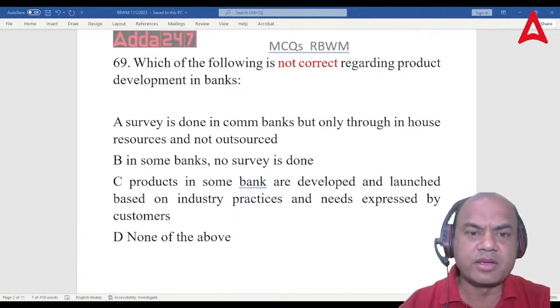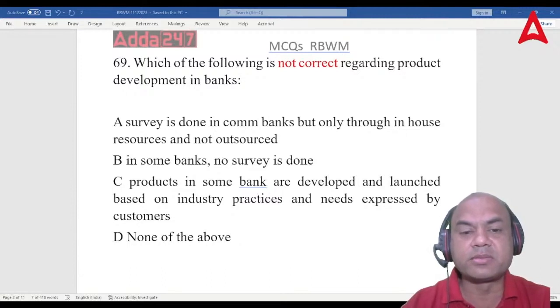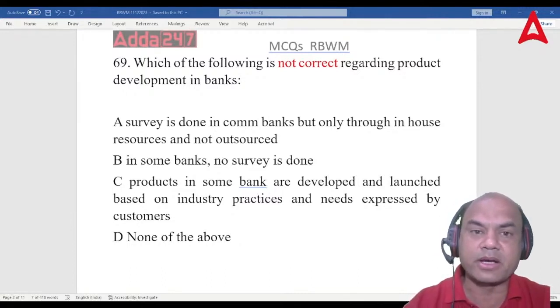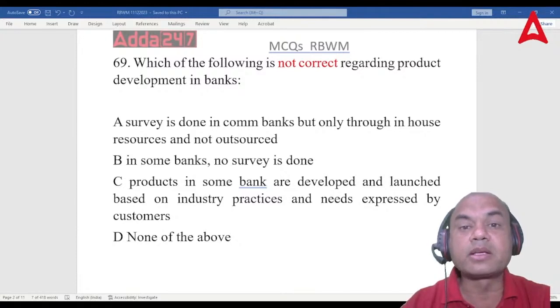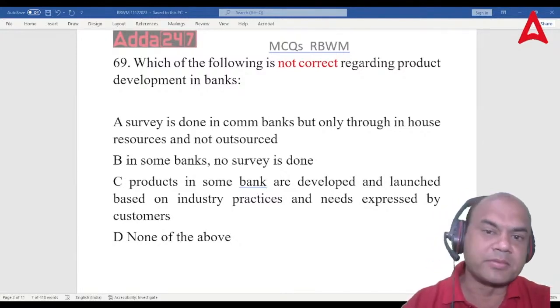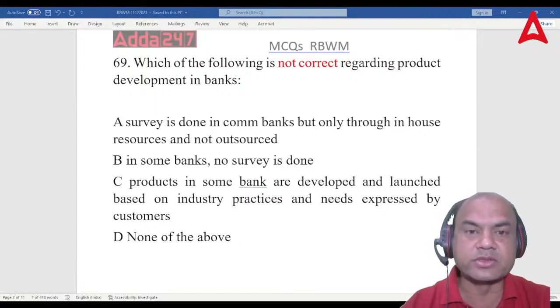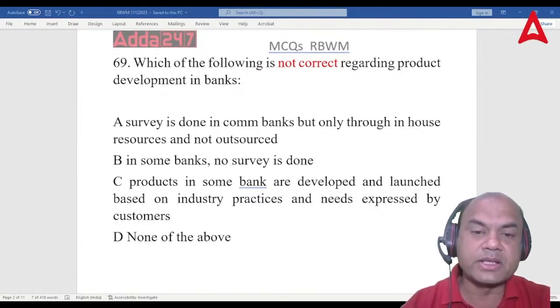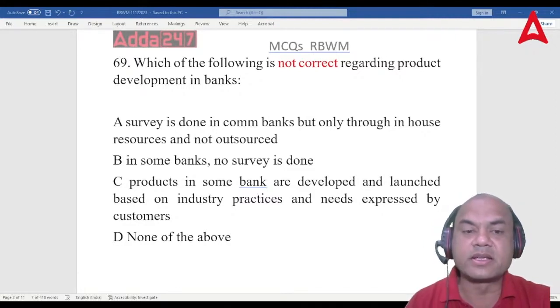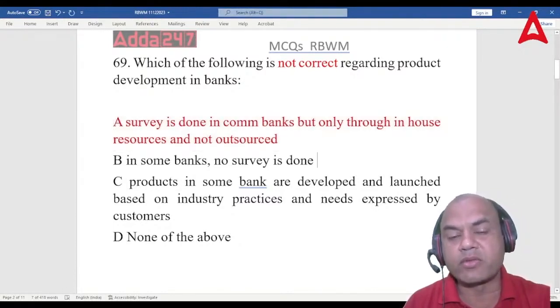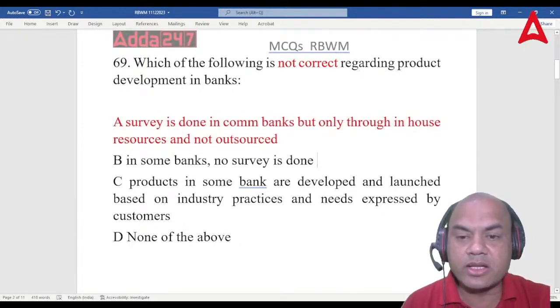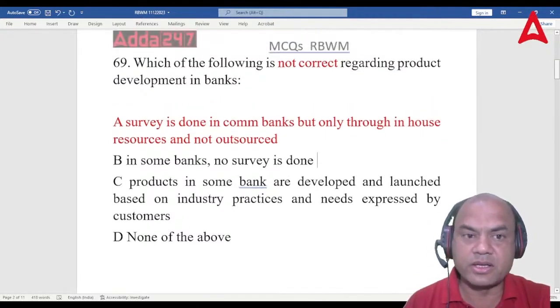Option C: products in some banks are developed and launched based on the industry practices and needs expressed by the customers. Whatever the major or big customers of the bank say, this generally happens in cooperative banks, and also in various new banks, which develop products fast. And the last one is none of the above. So what should be the answer? The answer is A. This is not correct. Why? Because survey in commercial banks is not done in-house; it is outsourced. Got it? Clear? Next one.